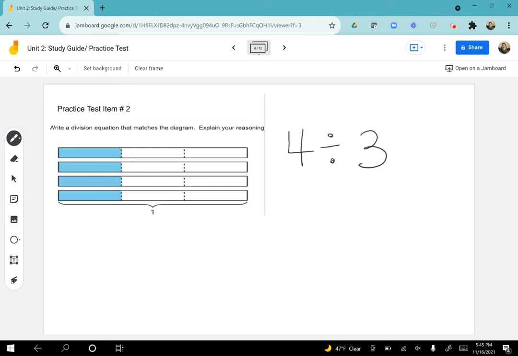So if students were to put into writing the basics of what I just said, that would suffice for explaining their reasoning. They could say there's 4 wholes, each whole is divided into 3 parts, and 4/3 of the wholes are shaded in. That would be perfectly acceptable.